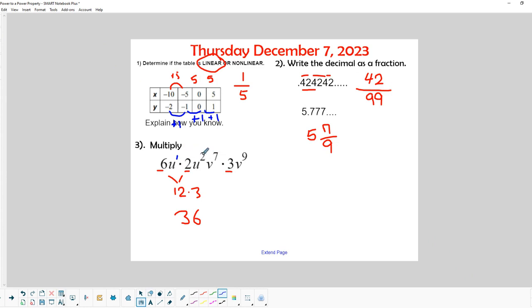So we're going to add the exponents. So that would be u to the third, because we're doing 1 plus 2. And then for our v's, we have 7 and 9. And 7 plus 9 is 16. And that's how we would simplify this expression as we multiply it together. So pretty nice. I like these exponents.